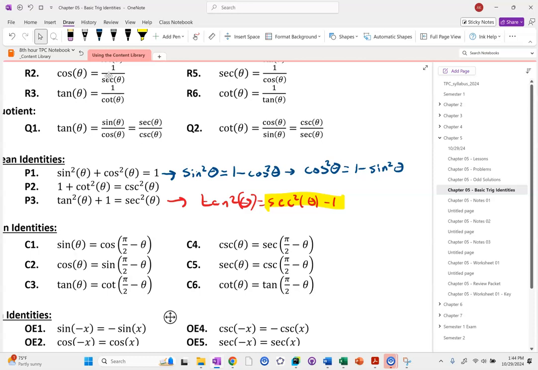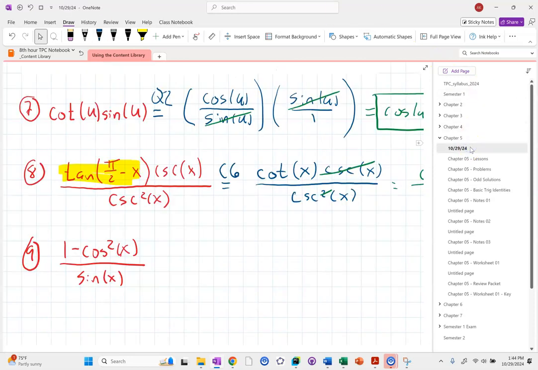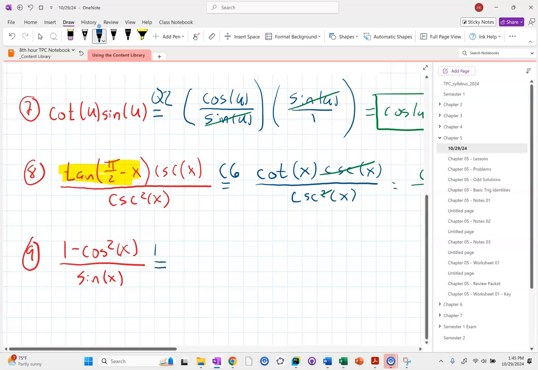So keeping this in mind, Ava, if we go back and look at number 8 now, what identity do you see? So then we can use P1 to turn 1 minus cosine squared into sine squared.